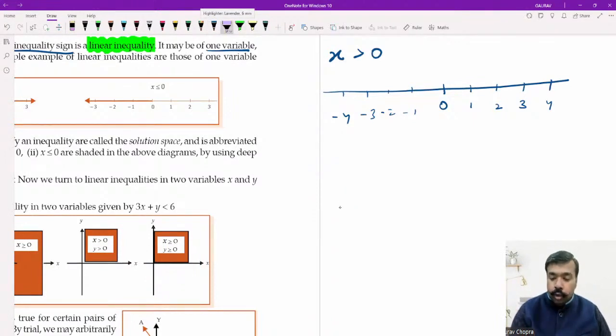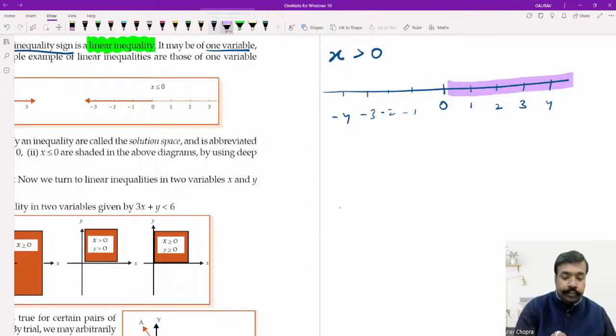So let us mark from here. We can take a bit of space from 0. We can take a gap from 0 and then start, because x is not exactly equal to 0. So that is why we have left some space. But if it was exactly 0, then we could start from 0.